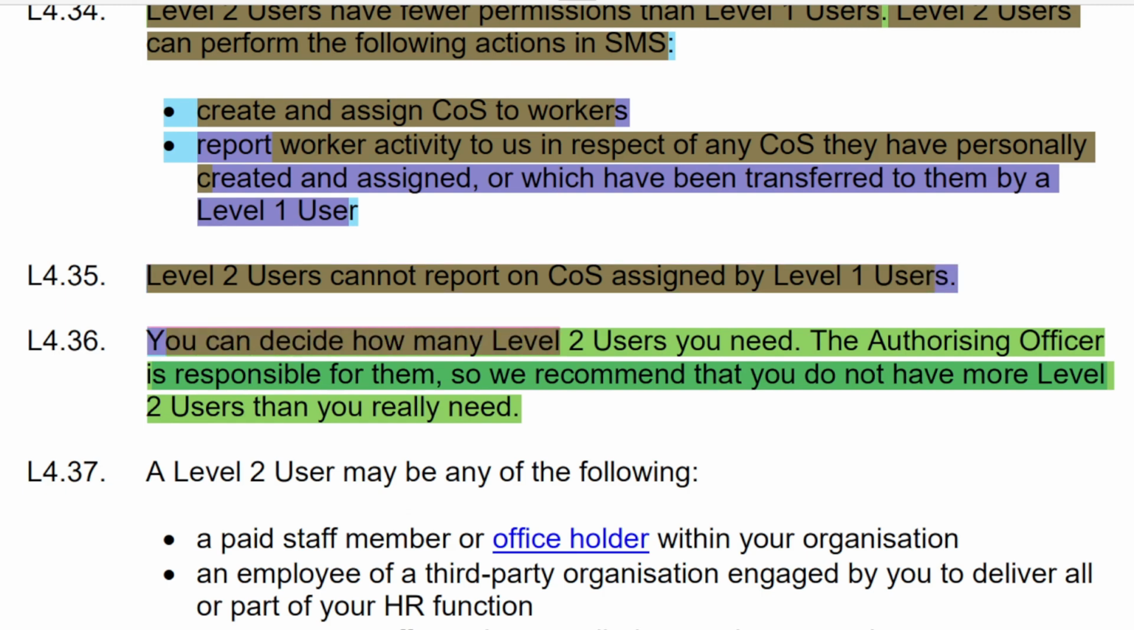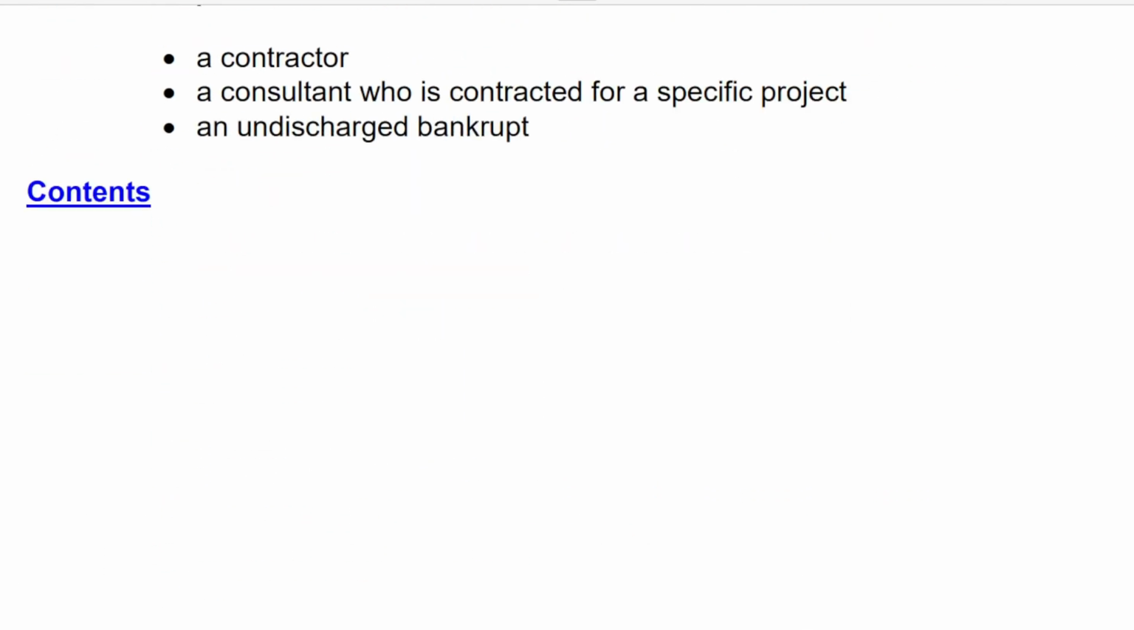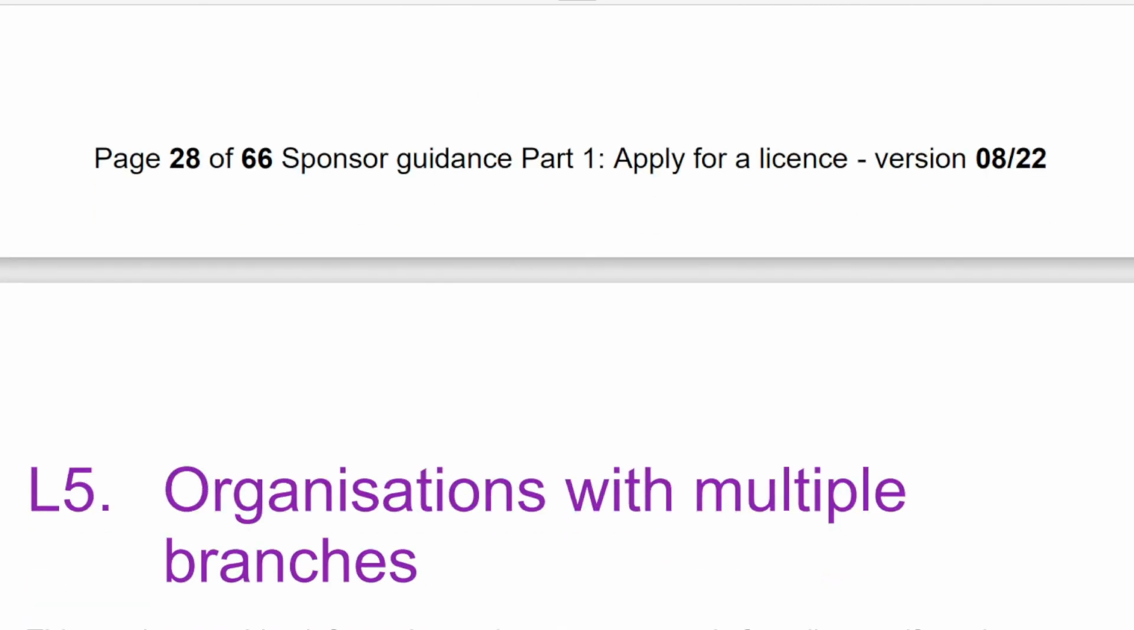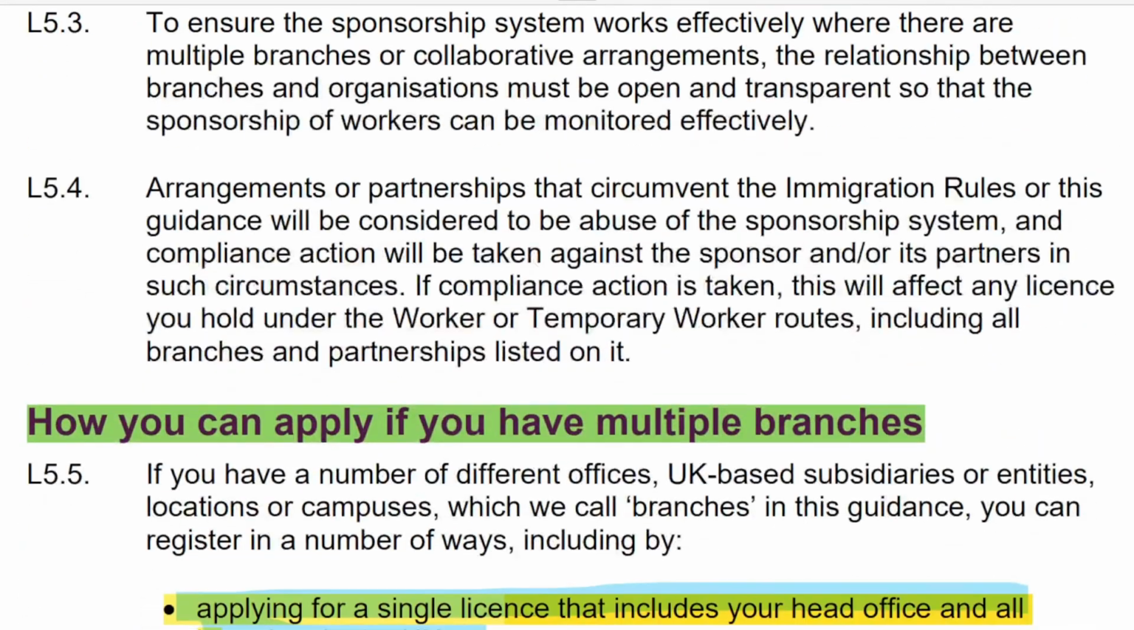You may decide how many level 2 users you need. The authorizing officer is responsible for them. So we recommend that you do not have more level 2 users than you really need. Only assign what you need. If you don't need a level 2 user, then don't assign them. Otherwise, it will create confusion.